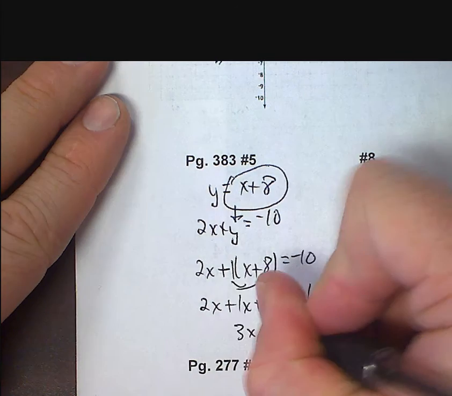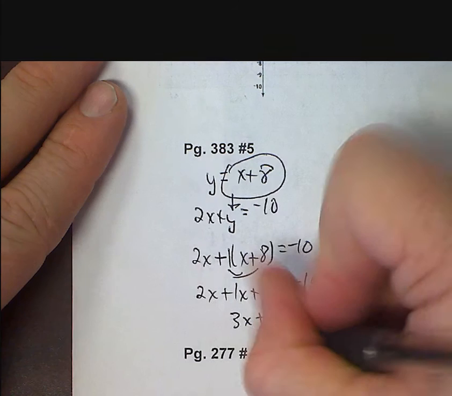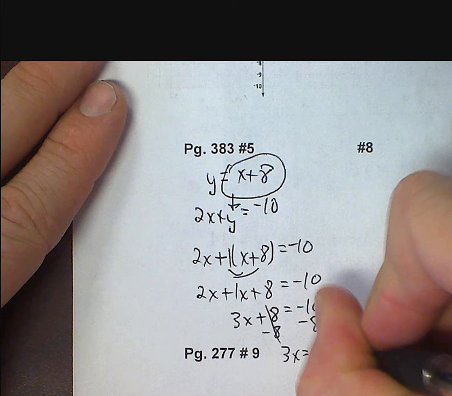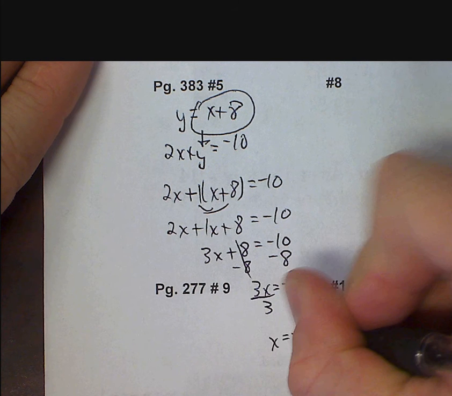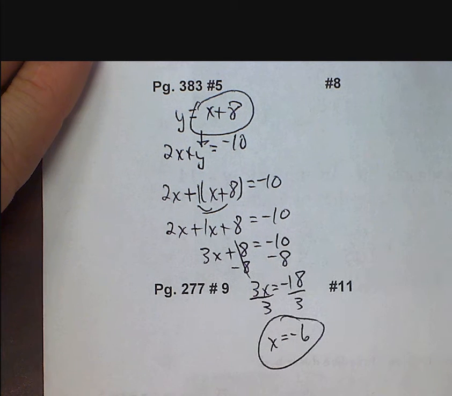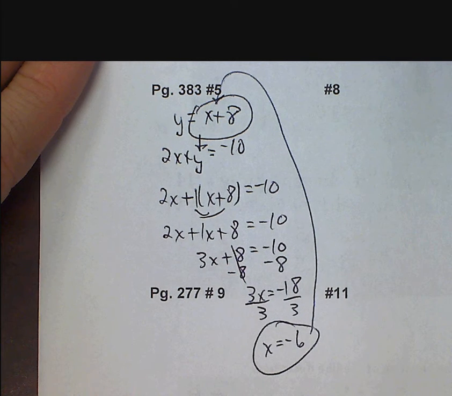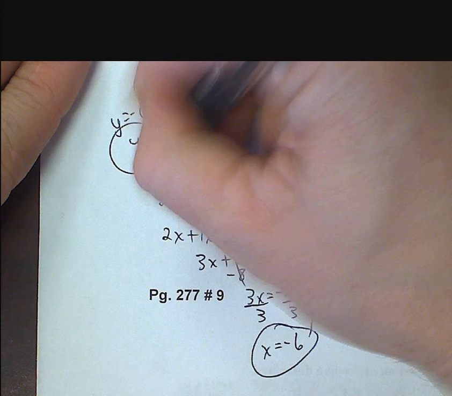Combine like terms, that gives me 3x plus 8 equals negative 10, minus 8 minus 8. I get 3x equals negative 18. Divide by 3, x equals negative 6. I'm going to take that and substitute it back in. y equals negative 6 plus 8, so y equals 2.